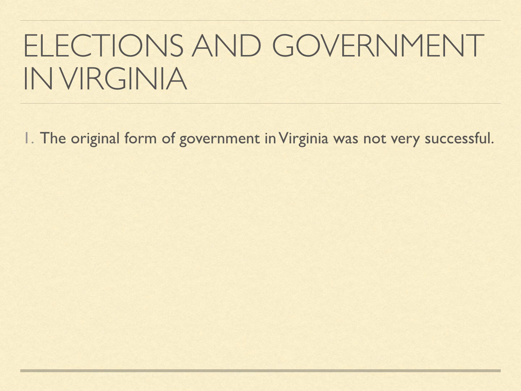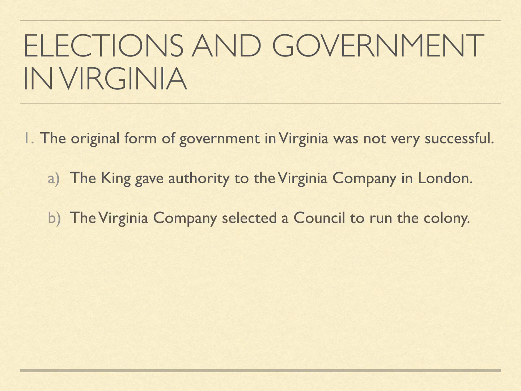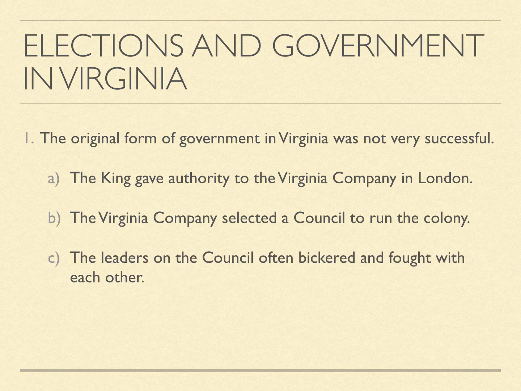You should remember by now that the king chartered, or gave authority to, the Virginia Company in London to establish this colony at Jamestown. With that authority, the Virginia Company basically had final say. And so they selected a council to run the colony, a small group of gentlemen who went across with these voyages. But the problem was the leaders on the council often bickered and fought with each other. So this form of government really wasn't working particularly well.